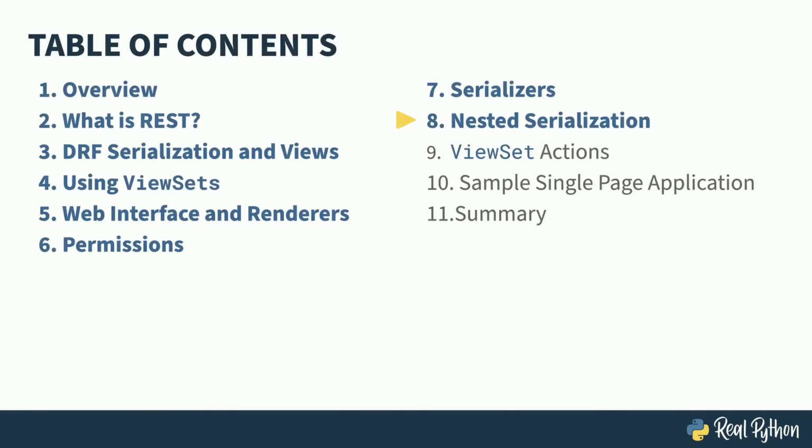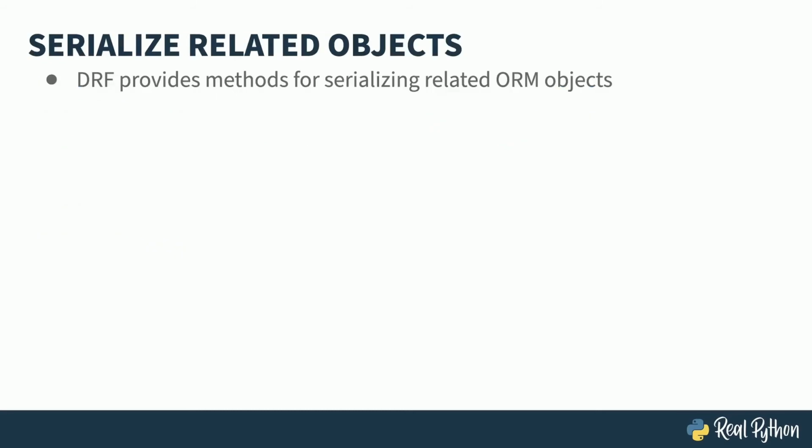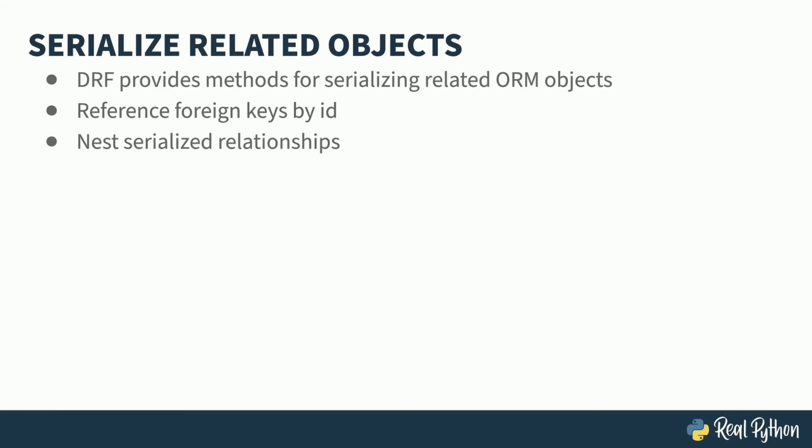In the previous lesson, I showed you how to use a serializer with a plain Python object. In this lesson, I'm going to show you how to deal with related objects and nested serialization. The DRF provides ways to serialize related objects in your ORM. Objects that refer to each other by foreign keys can be identified by an ID. You can also nest serialization by having related objects contained within one another.